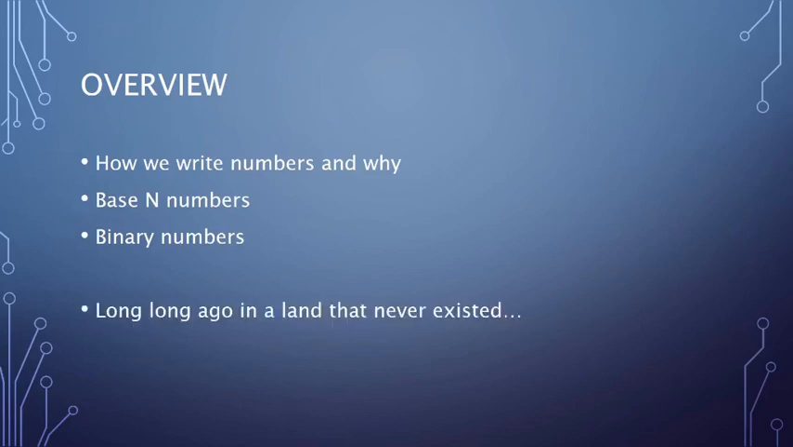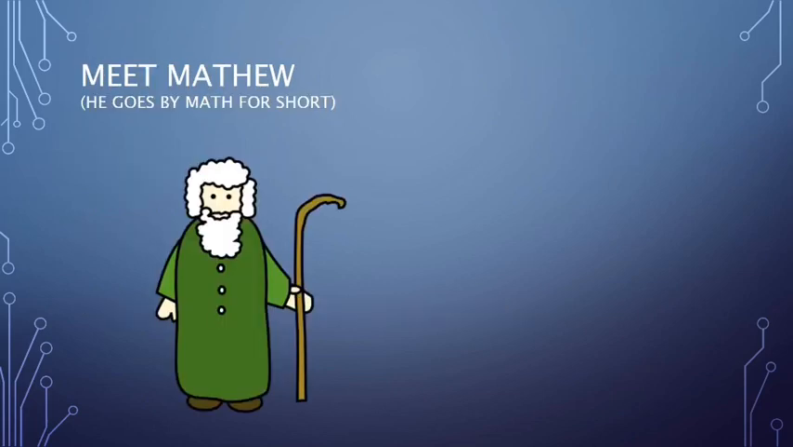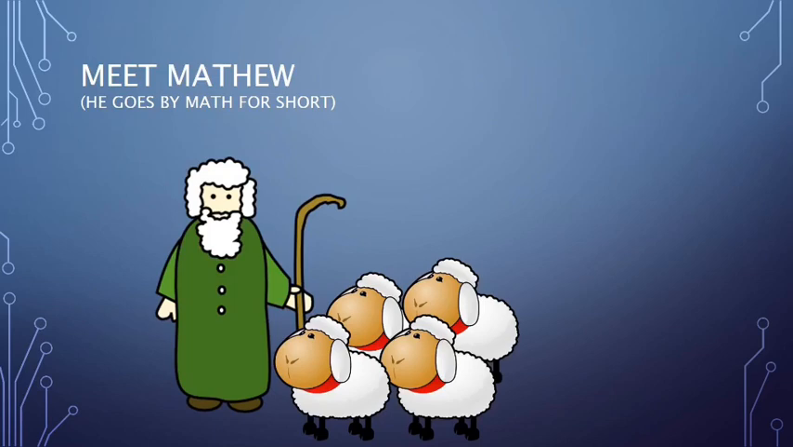All right, so let's jump right in. We're going to start with a bit of a story, okay? So it's a completely fake story, but it presents some very true ideas. So, long, long ago in a land that never existed, we'll begin with an individual named Matthew. His name is not spelled incorrectly. He goes by Math for short. Okay, that's my funny, not so funny joke for the day.